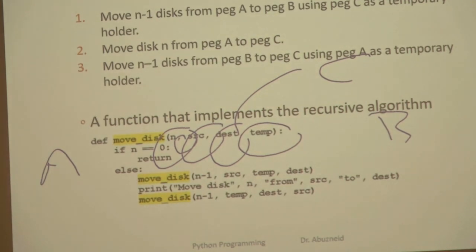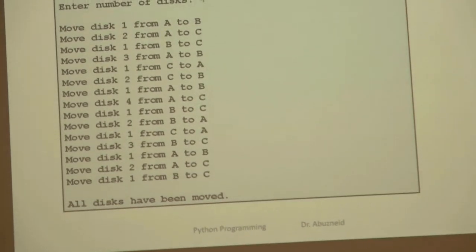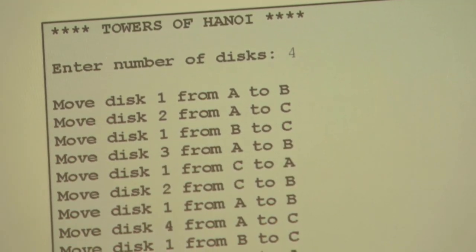We're going to move n minus 1. So if I'm moving three disks, n minus 1 becomes 2. Same thing, then one more time n minus 1 becomes 1, and it's like rotating. When you execute it here, look, it's exactly the same logic. Look at the first line: move disk 1, the smallest one, the top one. Then disk 2 from A to B, and this 2 from A to C, and then you move disk 1 again from B to C, and so on until the end.